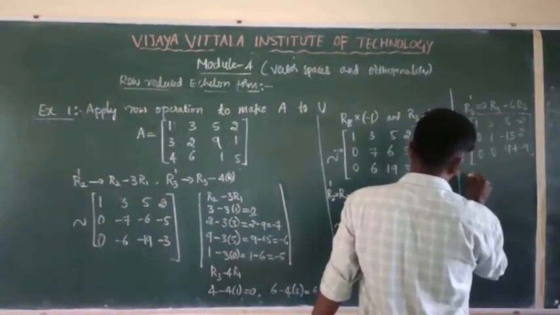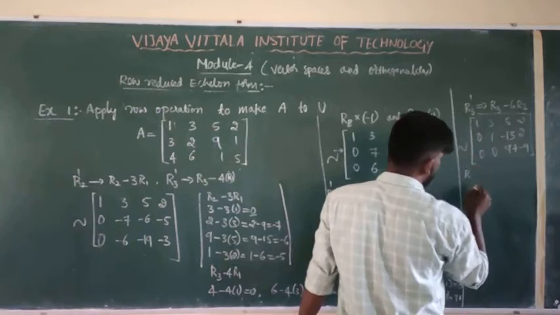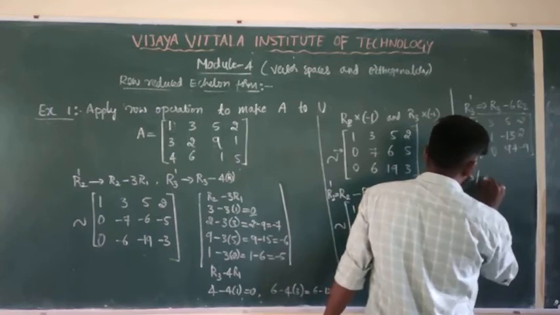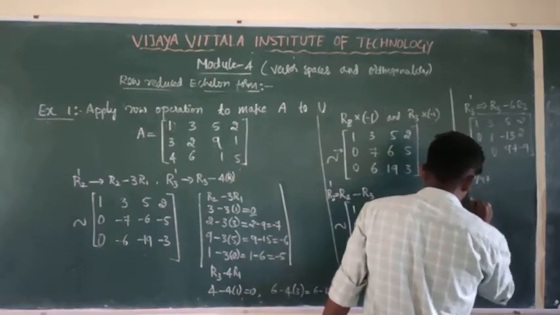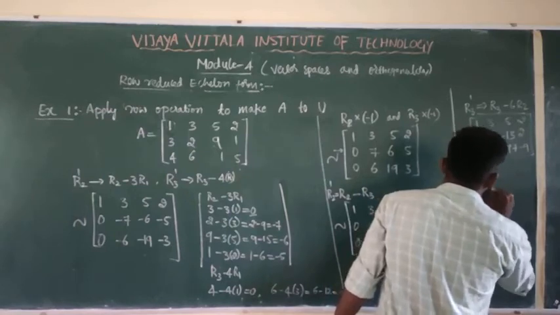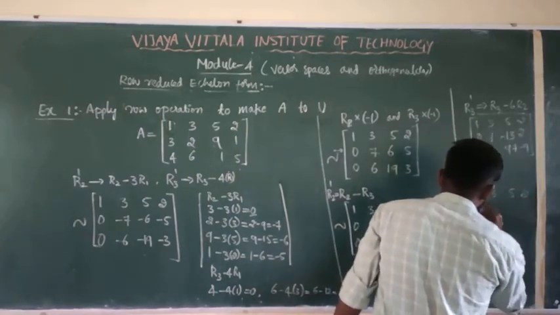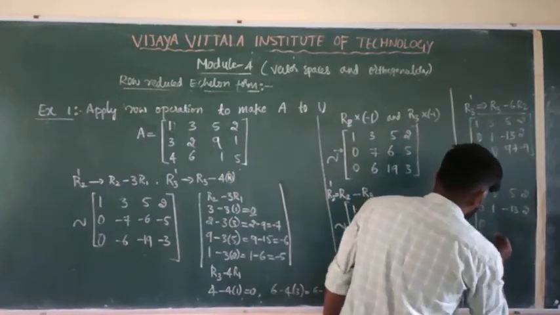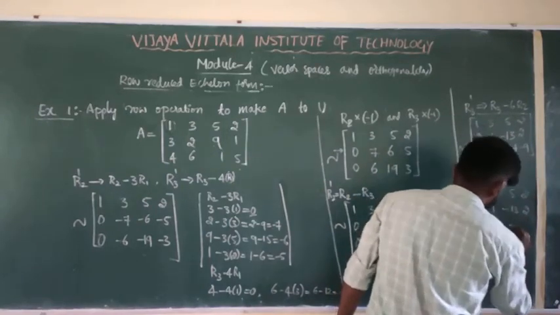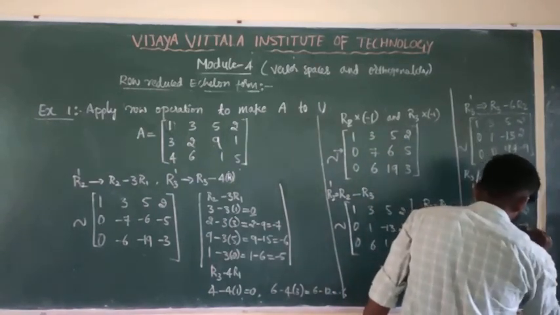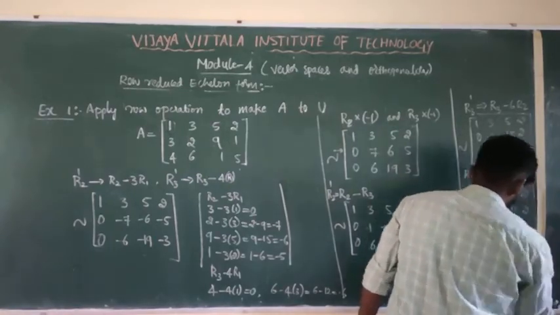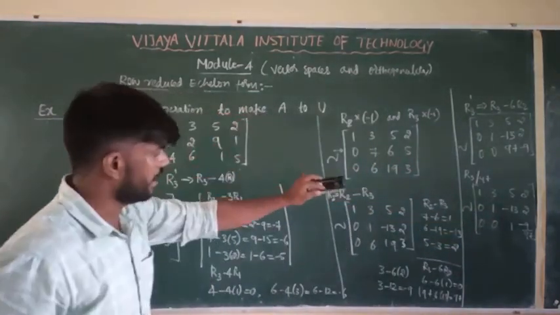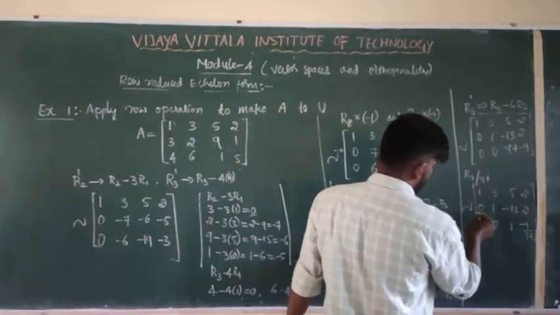We divide the third row by 97. We get 1 in this place. R3 divided by 97: 1, 3, 5, 2, 0, 1, minus 13, 2, 0 by 97 is 0, 0 by 97 is 0, 97 by 97 gives 1, minus 9 by 97. This is the upper triangular matrix. We reduce this matrix to upper triangular matrix as well as row reduced echelon form.